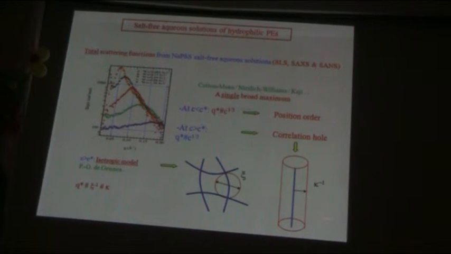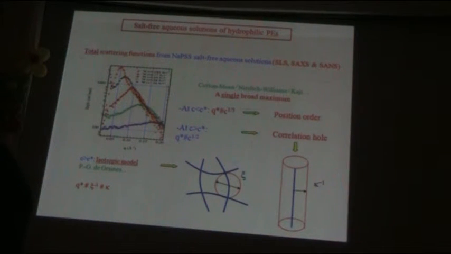So, around one macroion here, there is some volume which is forbidden for another macromolecule. It's like a hard sphere. If you put hard spheres there, you have a peak when you increase the concentration, but this peak does not move because it's related to a correlation hole.